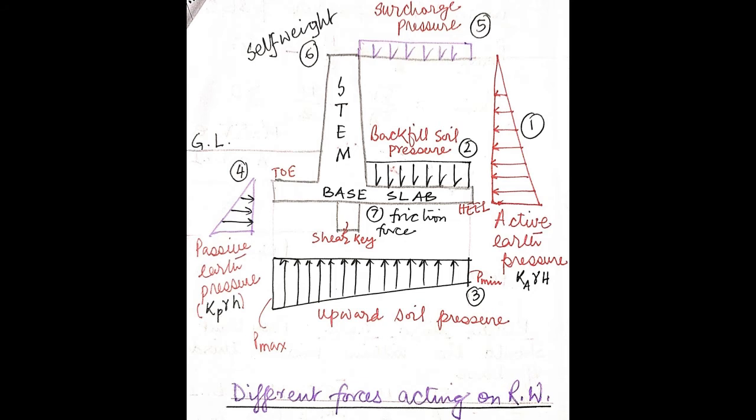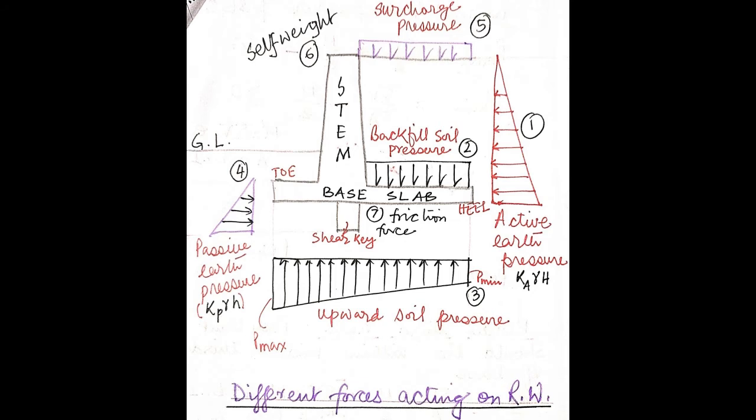Serial number 6 is the self weight. Yes, it is very obvious. The retaining wall consisting of the stem and the base slab, all that part we have to divide into different parts, find out the self weight of each part and then add them. So the self weight of the retaining wall also we have to find out, which acts vertically downward.